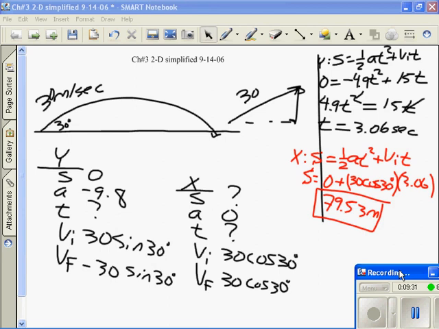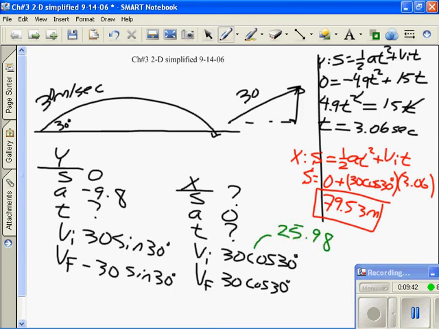My key to finding this is how long it's up in the air. Because I know that the sideways velocity, we just found that out to be, is 25.98. So if the ball was in the air for 1 second, it's going to go 25.98 meters down. I need to figure out how long it's actually in the air, so here's what I'm going to do in my upper right-hand corner.